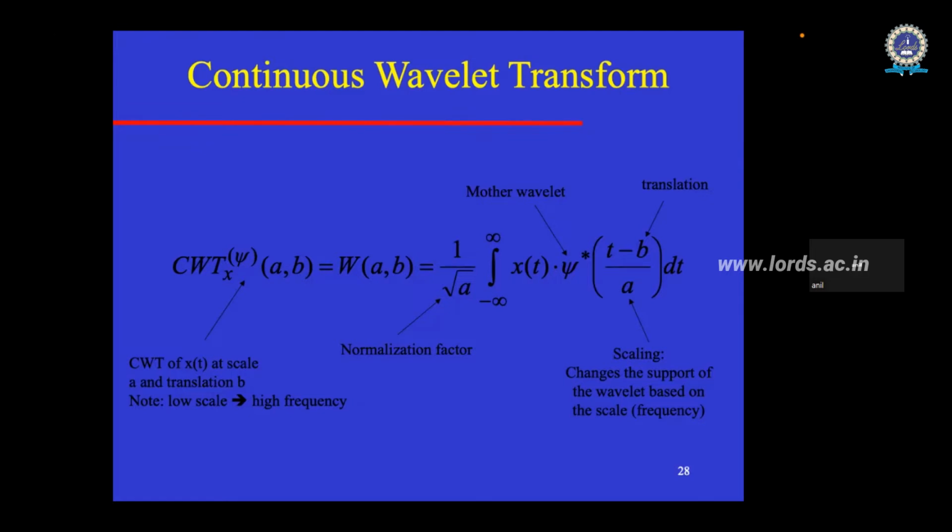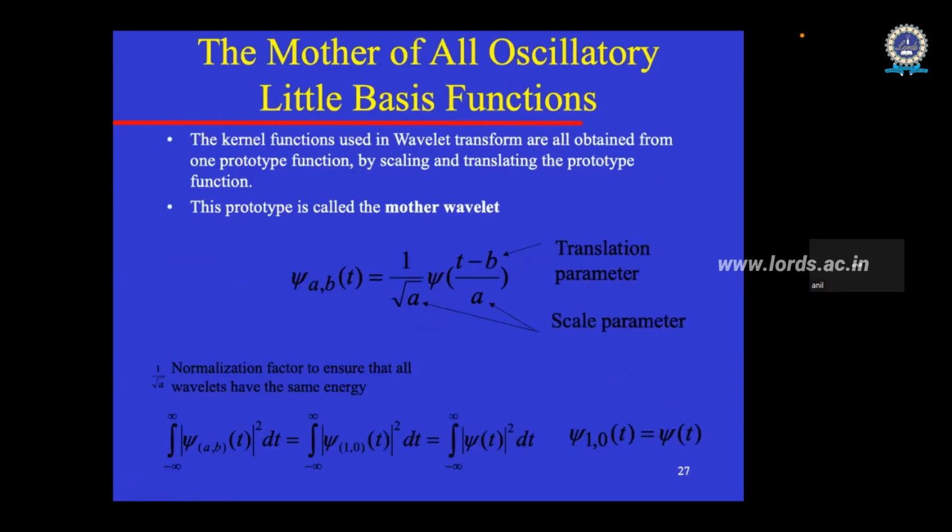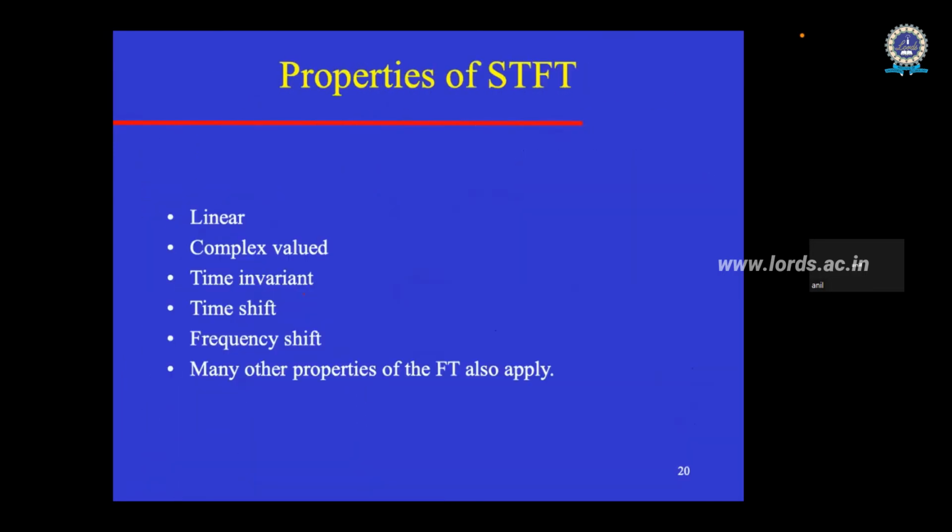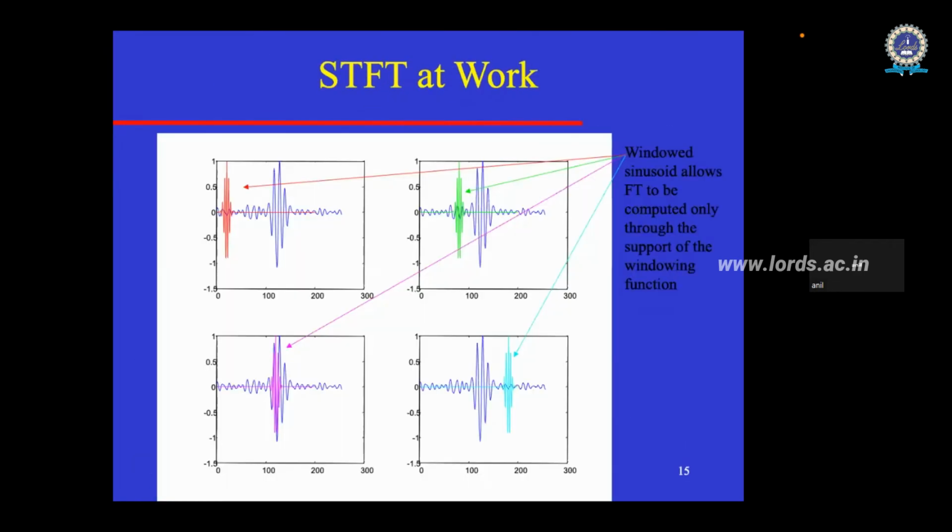The second issue, which is the motivation for the wavelet transform, is this. I have a signal like this. You can see the signal from 0 to 250. I have a signal from 0 to 250, but what is the length of my basis functions in the Fourier transform?